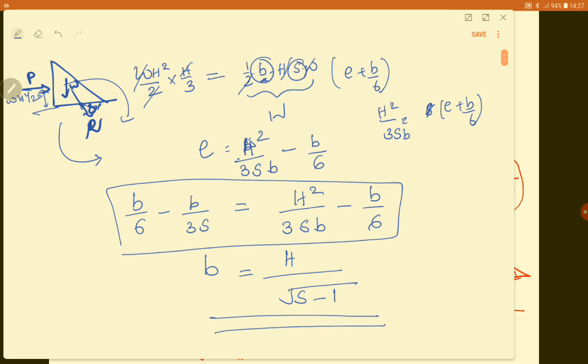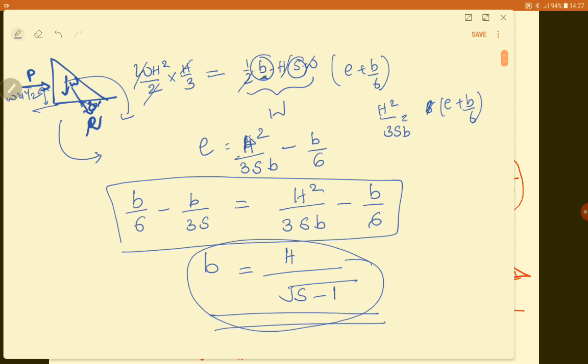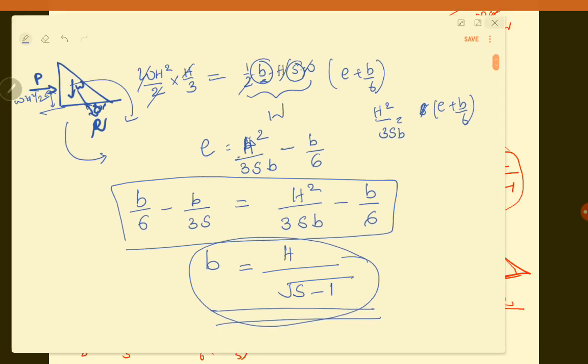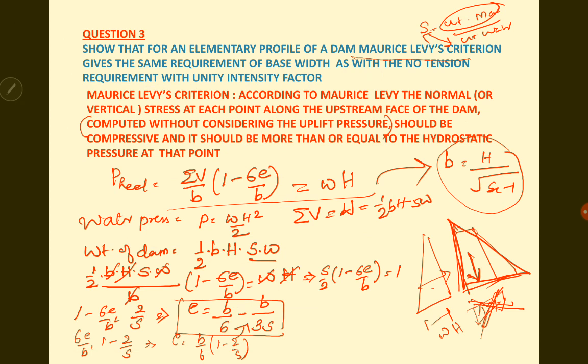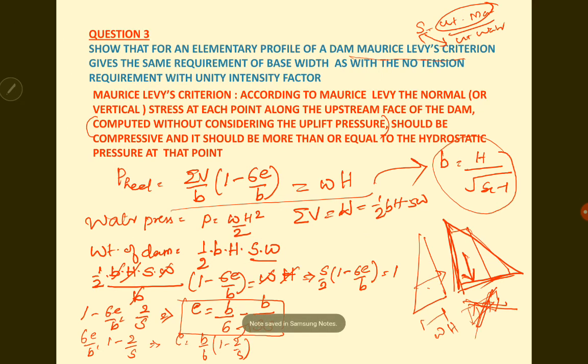This base width is same as that required for no tension criteria with unit intensity factor. So this is the same Morris-Lewis criterion, and it is same as that because of no tension criteria. So it's one and the same. This is how you prove that the Morris criteria and the tension criteria both give us the same equation.